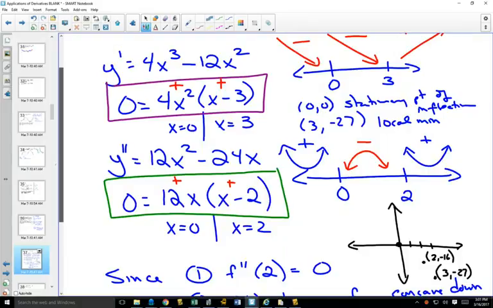What do I know about this graph? It's got to be concave up, concave down, concave up. And I find it's actually easy to start from the point when graphing. So this side of 0, it's got to be concave up, and my function has to be decreasing.